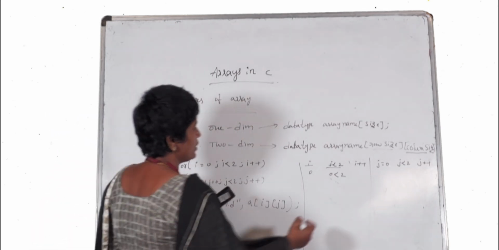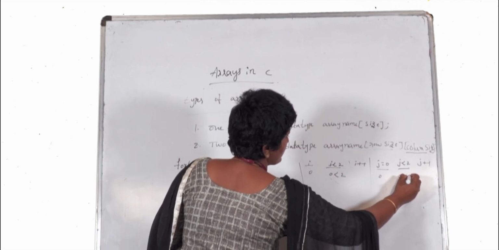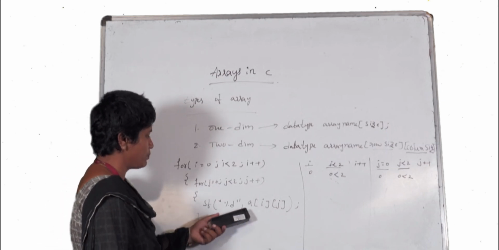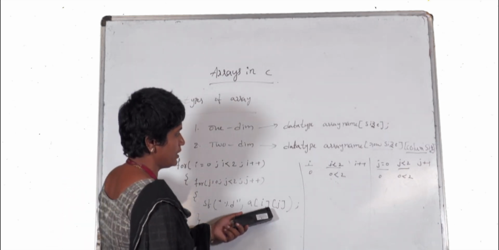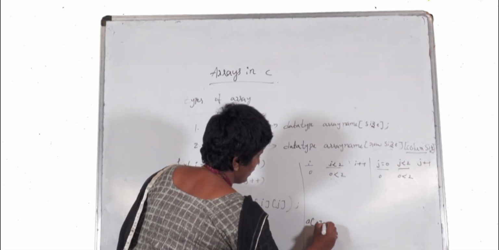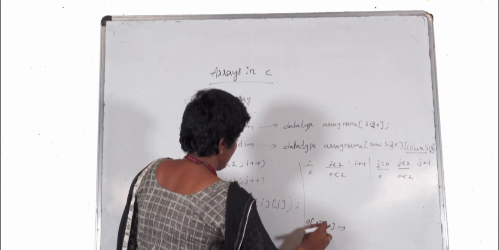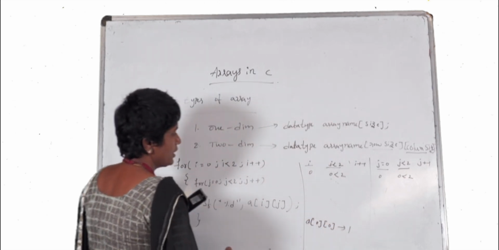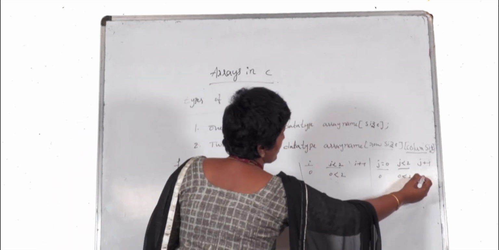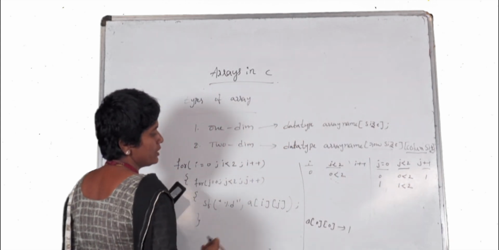Here j equals to 0 and j less than 2. j value is 0, 0 less than 2. This condition is true. So it will go to the scanf function. That means "%d", a of i and a of j. What is the i value? 0. The j value is 0. Suppose I am giving a of 0, 0 value as 1. Next, j will be incremented. j becomes 1. So 1 less than 2. This condition is true.